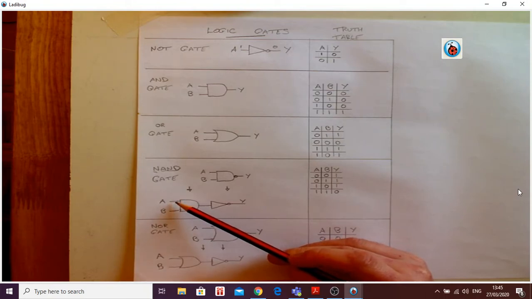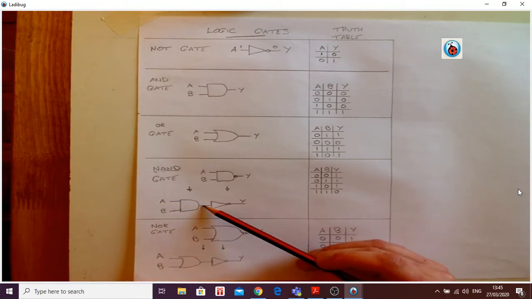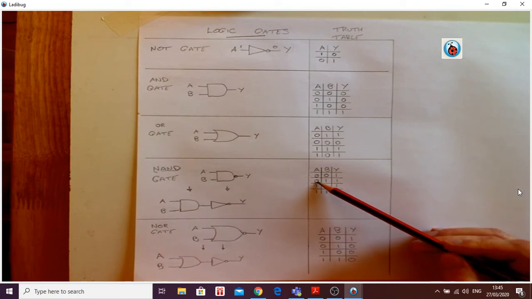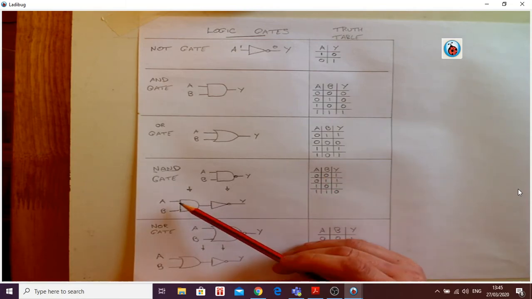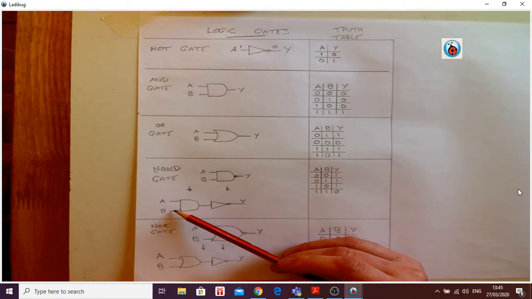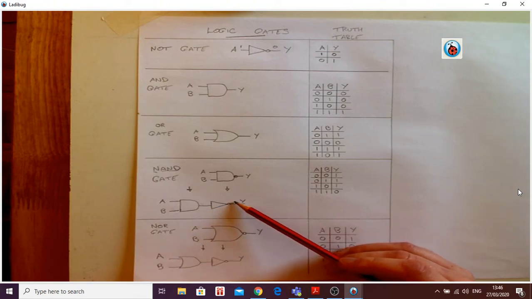When A and B are different, so either A is a 1 and B is a 0, or B is a 1 and A is a 0, an AND gate will give us a 0 as the output. But since it's also going through the NOT gate, that flips it around and gives us a 1. So if we look up here where the two of them are different, a 0 in A and a 1 in B, we have a 1 as the output. A 1 in A and a 0 in B, we have a 1 as the output. And lastly, where both of the inputs are 0, an AND gate will always give us a 0 output. But since it goes through the NOT gate, that will flip it around and make it a 1.